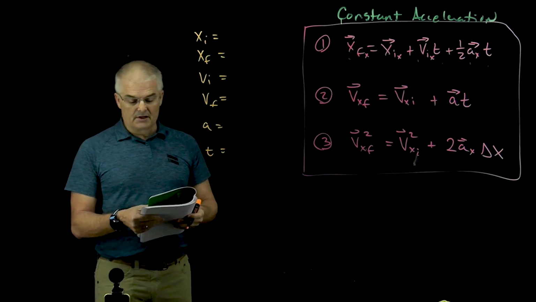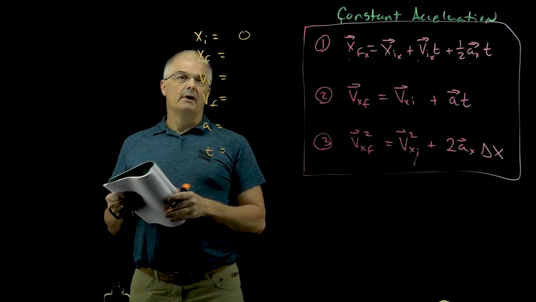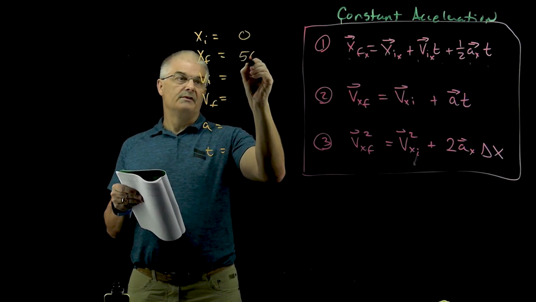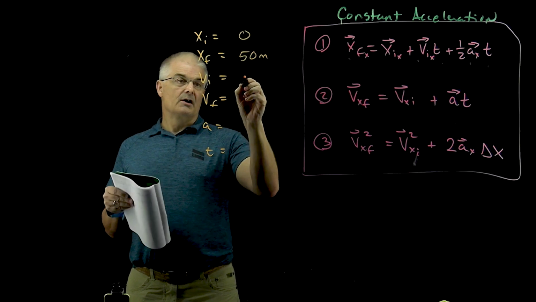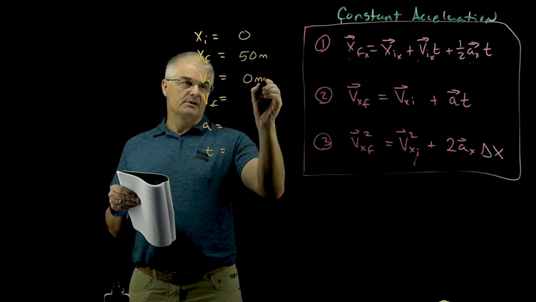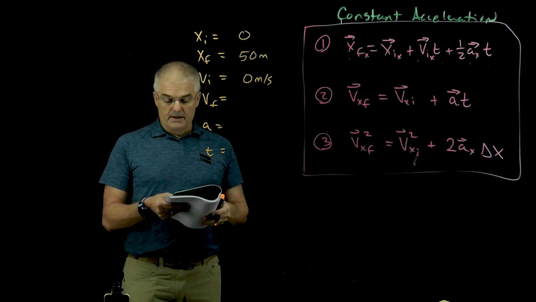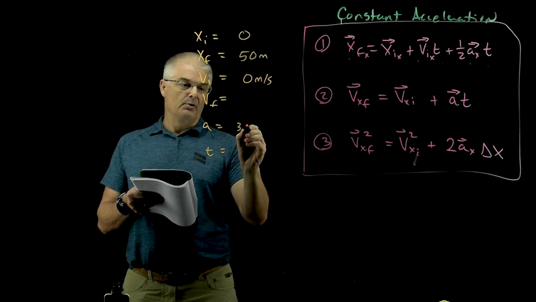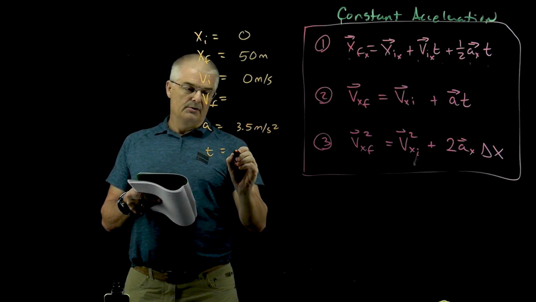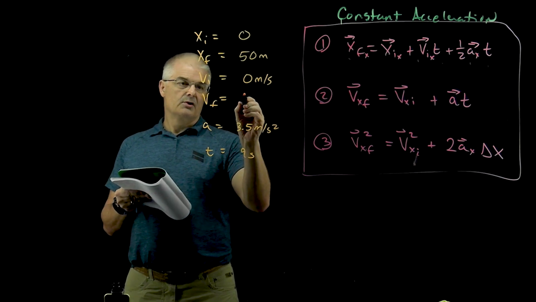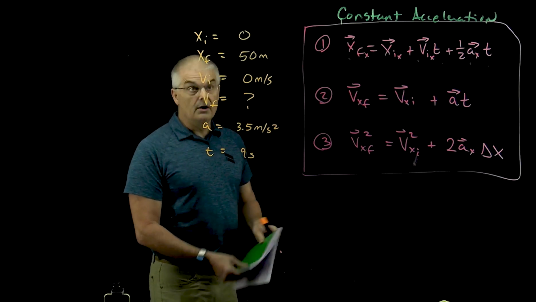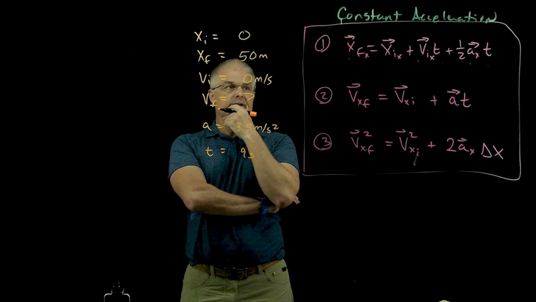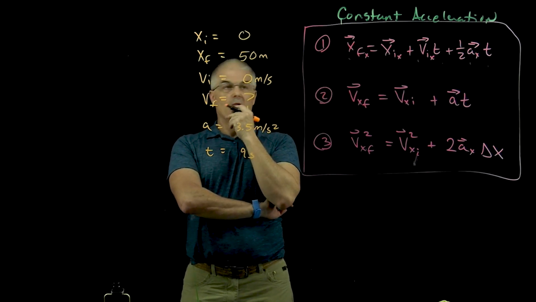So let's say, for the sake of argument, that we start at rest where x is 0. And its final distance, it goes 50 meters. It starts at an initial velocity of 0 meters per second. So it's starting at rest at 0 meters. And the question is, let's say we know that the acceleration is 3.5 meters per second squared, and we know the time is 9 seconds. The question is, what's the final speed? So we know all of our numbers except for v final. Now which equation are we going to use, 1, 2, or 3? It turns out we want to use number 1 in this case, I think.